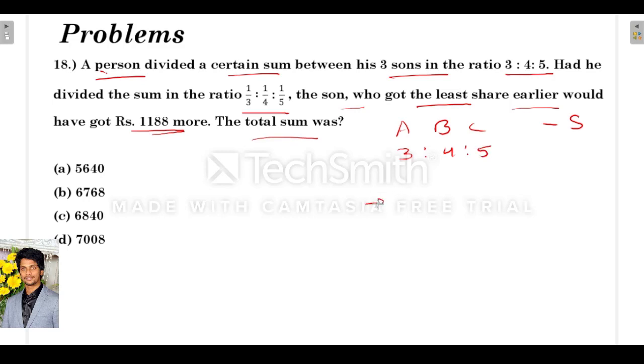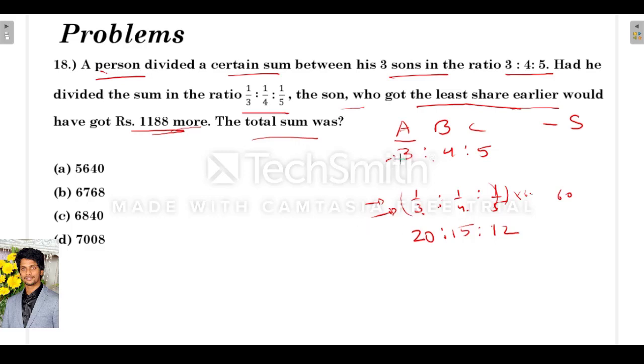So it is divided in the ratio 3:4:5. And if it is divided in 1/3:1/4:1/5, then the son who got least share earlier, so this A got least share here because 3, right? He would have got 1188 more. So now convert it into normal ratio. So the LCM is 60, right? So multiply this whole with 60 to get new ratios. So 60 by 3, 20 is to 15 is to 12.